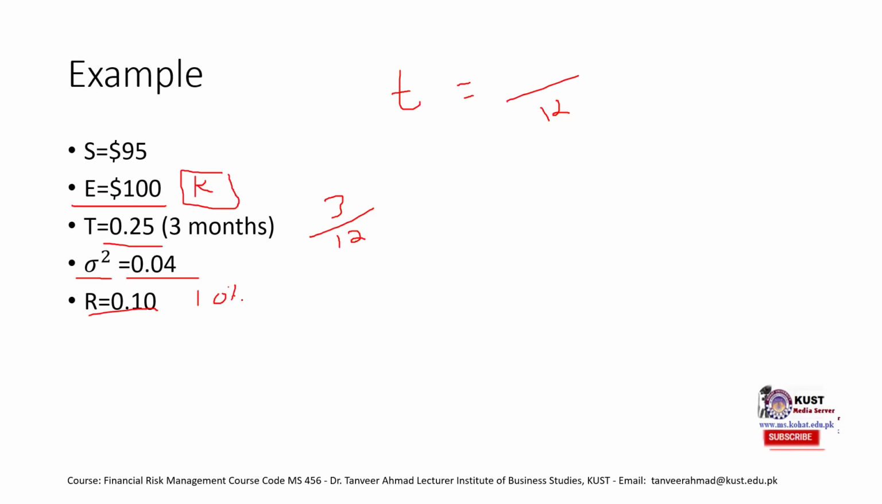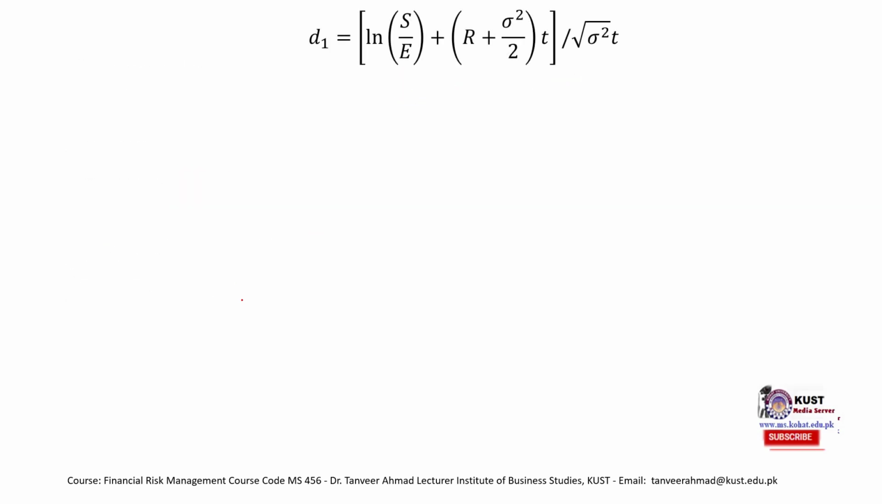So let's solve it. So first we need to find D1, right? The formula for D1 is natural log of S divided by E. S is spot price and E is, sorry, it is strike price, plus the interest rate, plus sigma square divided by 2, this whole multiplied by T, the time period, which is 0.25 in this case, this whole divided by under root of sigma square into T.